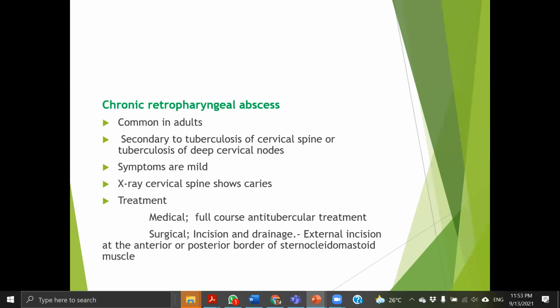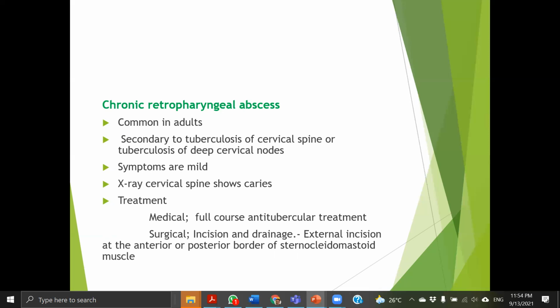Chronic retropharyngeal abscess. It is more common in adults. It is secondary to tuberculosis of cervical spine or tuberculosis of deep cervical nodes. The symptoms are mild and X-ray cervical spine shows caries. The treatment includes medical treatment, that is full course of anti-tubercular treatment. Surgical treatment is by incision and drainage.